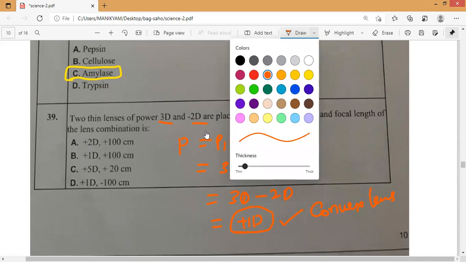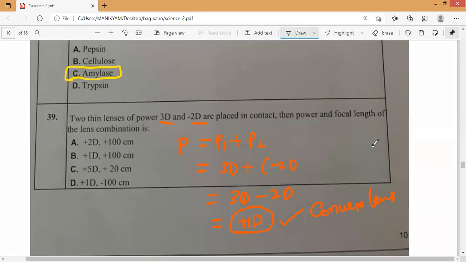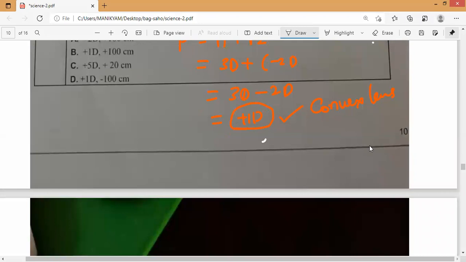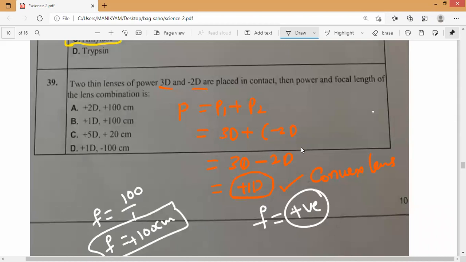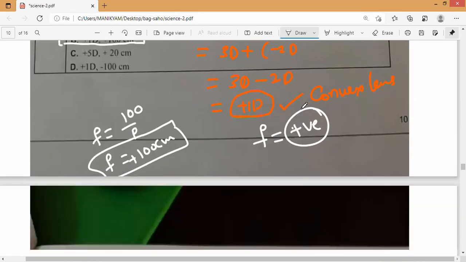Focal length is plus what? Plus 1D, so focal length is positive. So f is equal to 1 by P, which is equal to 100 by 1, which is 100 centimeters. So plus 100 centimeters. What is the correct answer? Option B, sir. Do you understand?